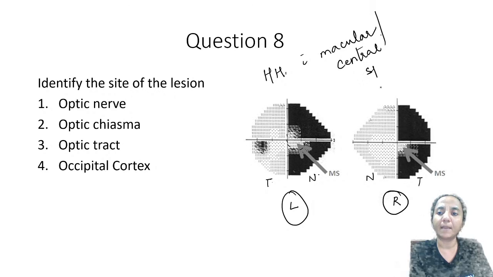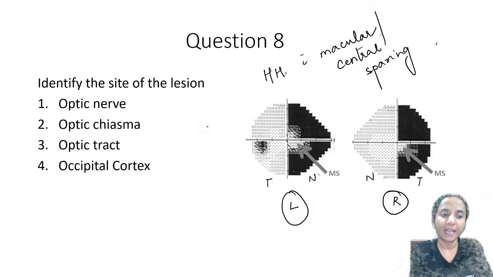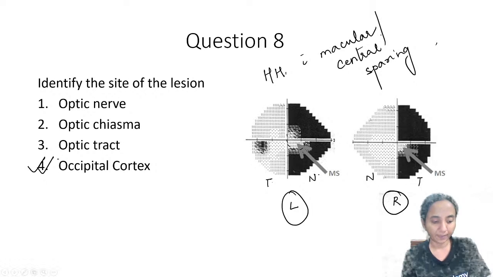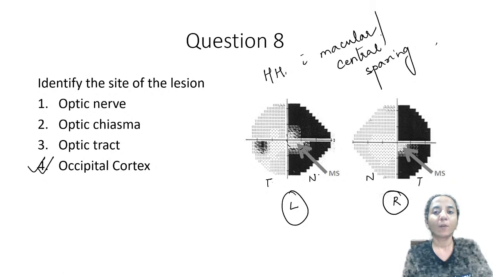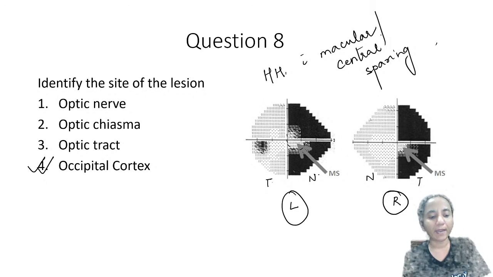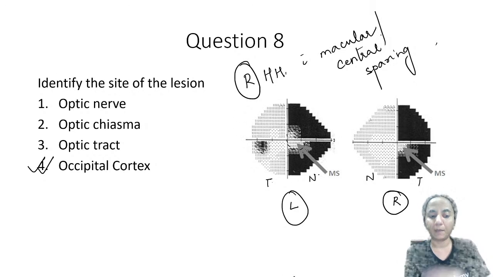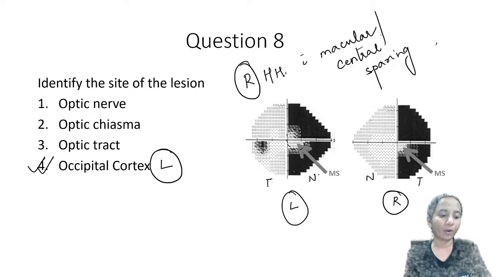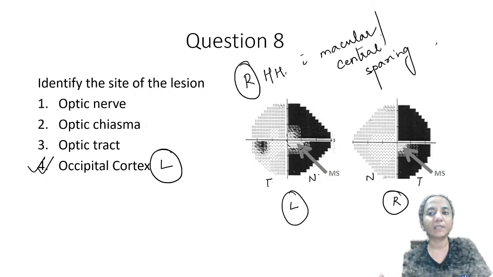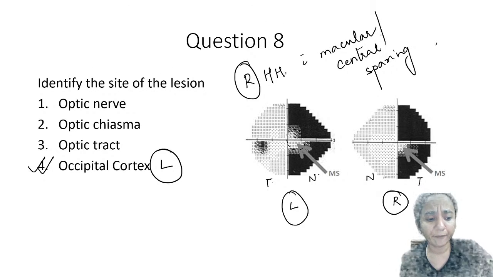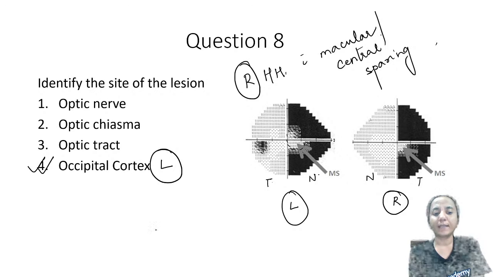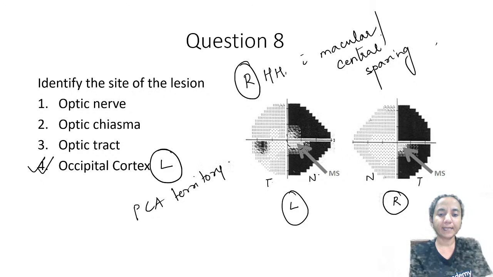So this is a homonymous hemianopia with macular or central sparing, and the site of the lesion is the occipital cortex. Now, once again, if we are asked, is this left occipital cortex or right occipital cortex? Remember, this is a right homonymous hemianopia with macular sparing because the blackening is on your right hand side. So the site of the lesion is the left occipital cortex. And which is the artery that is affected, if we are asked? This is a PCA territory infarct.